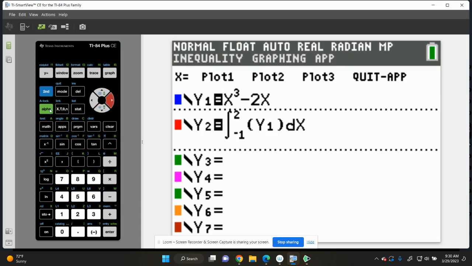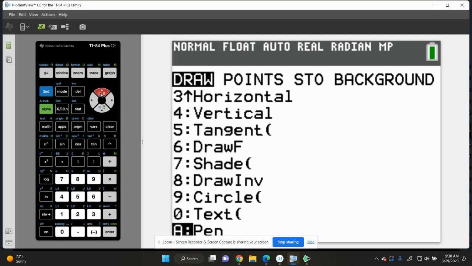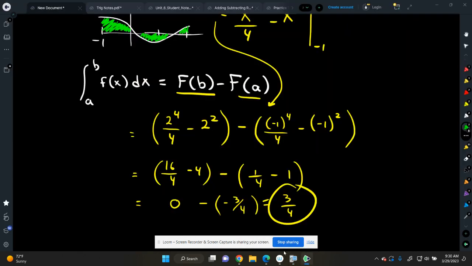Is there a shading option? 7 shades. Yeah, but I don't know what I'm shading. So yeah, okay. I won't waste time on that. I'm pretty sure there's a way of doing it, but that's okay. All right. So let's look at the next one.